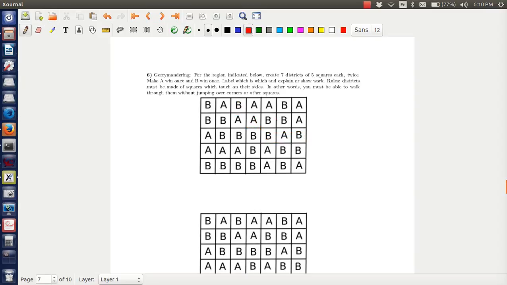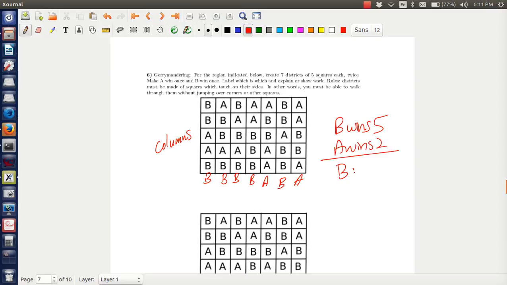Okay. So one of the easiest things you can do is just say that's a district, and make them all in columns. That's just the easiest thing to do. And if you do that, you just do the columns, and then B wins this column, B wins this column, B wins, B wins, A wins, B wins, and A wins. And so B wins 5, A wins 2, so B wins.